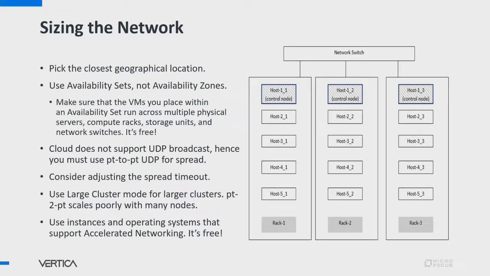So, what do you need to think about for networking in the Azure space? Again, stay close to home. Pick regions that are geographically close to your location. Yes, the backbones between regions are fast, but the more hops your packets make, the longer it's going to take. Azure offers 2 types of groupings for VMs, availability sets and availability zones. Availability zones offer good redundancy across multiple zones, but this increases the node-to-node network latency, so we recommend you avoid this. Availability sets, on the other hand, keep all your VMs grouped together within a single zone while making sure that no 2 VMs run on the same host hardware, which is important to reduce any downtime due to a host failure. Just like other clouds, UDP broadcast is not supported, so you'll have to use the point-to-point flag to ensure that spread works properly.